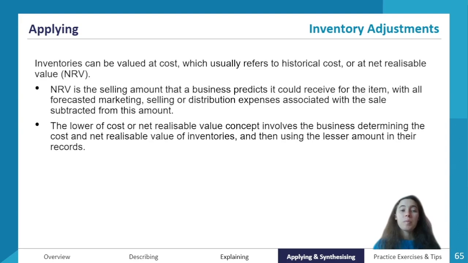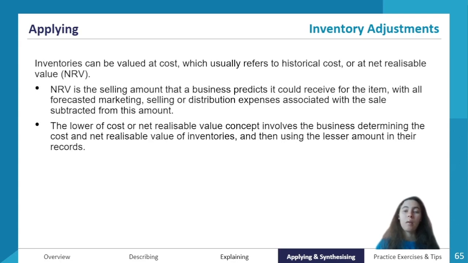So inventory adjustments, inventories can be valued at cost, which usually is referring to historical cost. So whatever it is that you purchased the inventories for. But they can also be valued at net realizable value, or NRV as our acronym. So this is the selling amount that a business predicts it could receive for the item. And part of that is subtracting all of the predicted marketing, selling, distribution expenses that are associated with that sale.